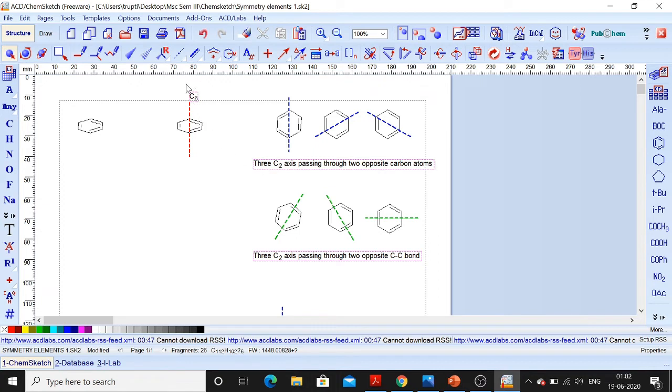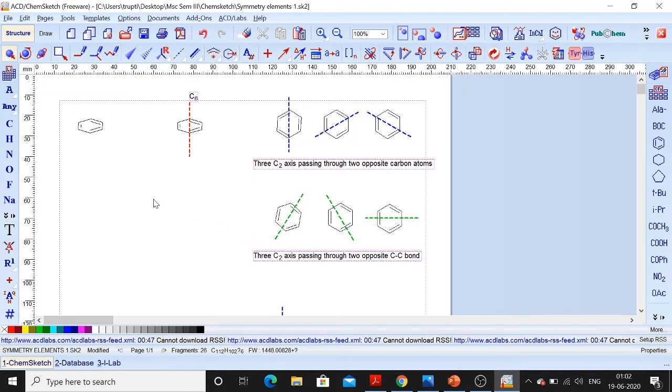So definitely the C6 axis has a higher order. That's why this is the principal axis, and these are the subsidiary ones. Now, out of the subsidiary ones, these are more important. Amongst the subsidiary axes, I can call these principal because they are passing through the carbon atoms, and these are passing through the bonds.